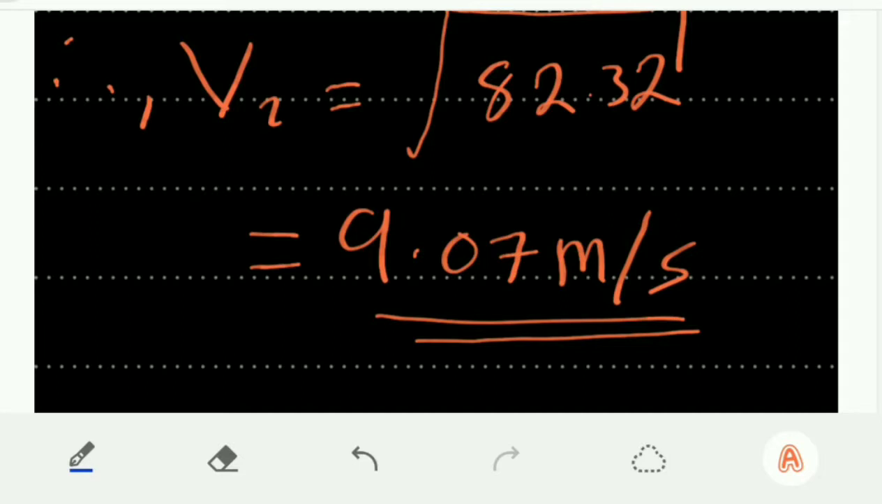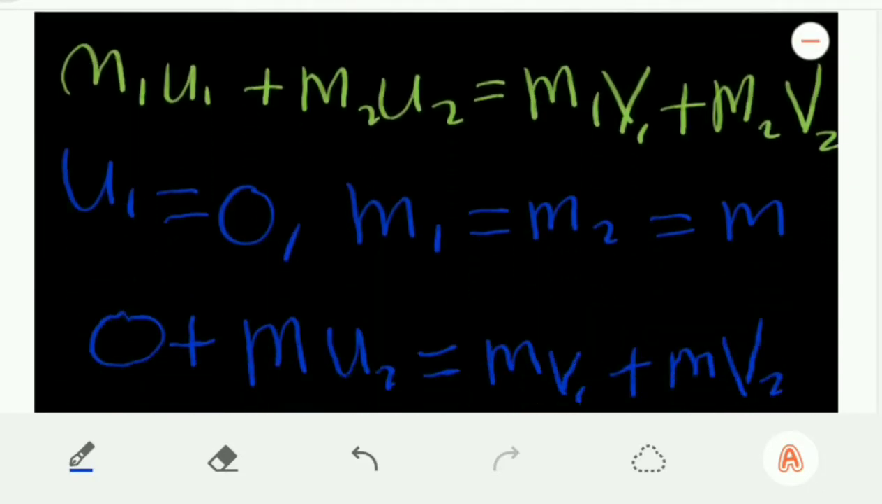The conservation of linear momentum therefore gives us this, in green here. So we have that m1 u1 plus m2 u2 equals m1 v1 plus m2 v2. This simply means that the momentum before the collision must equal the momentum after the collision. Now we know that the first vehicle was at rest, meaning that the initial velocity of the first vehicle is 0.